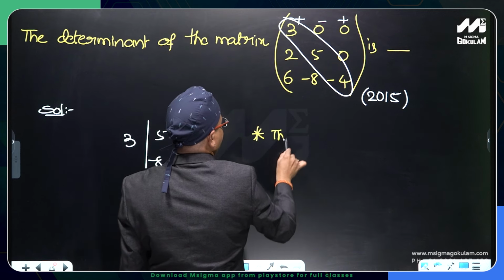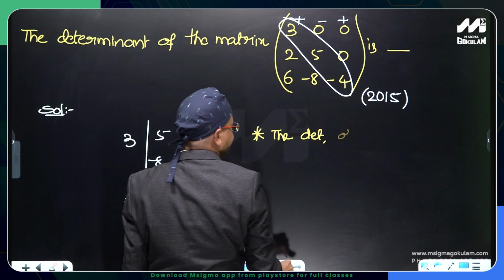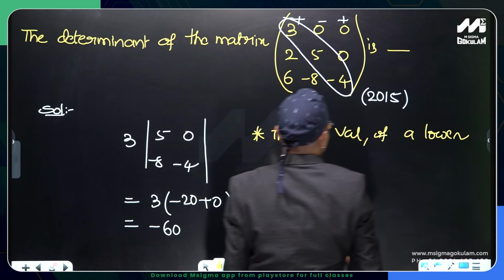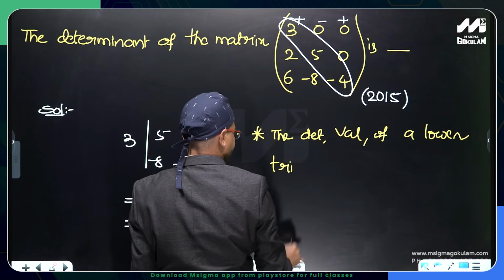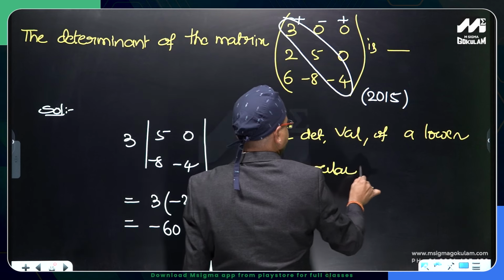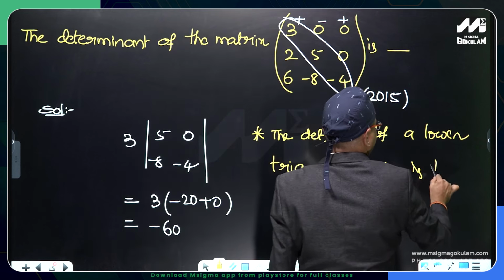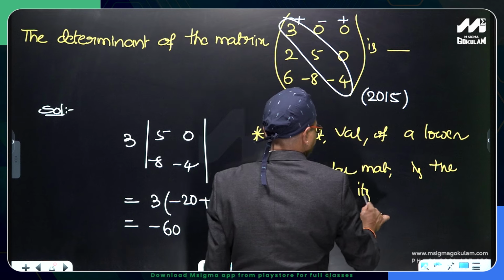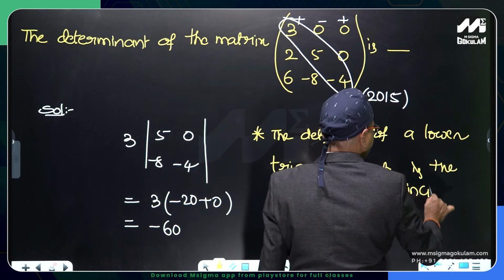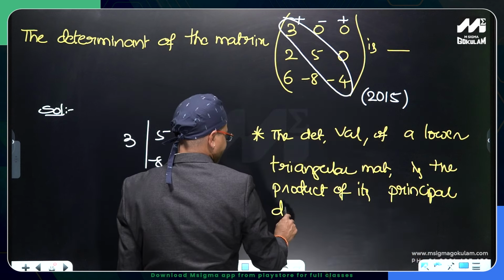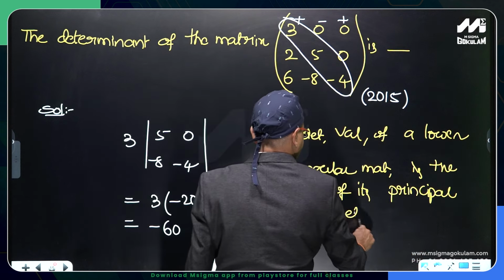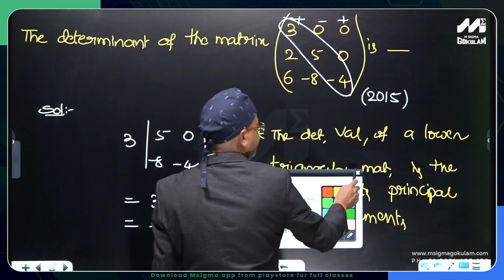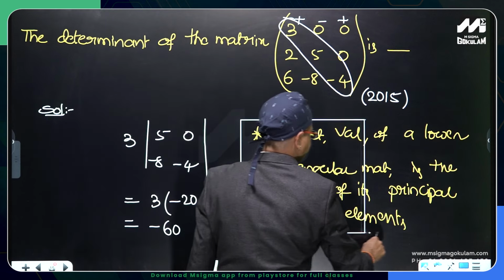The determinant value of a lower triangular matrix is the product of its principal diagonal elements. Same like in the previous problem.